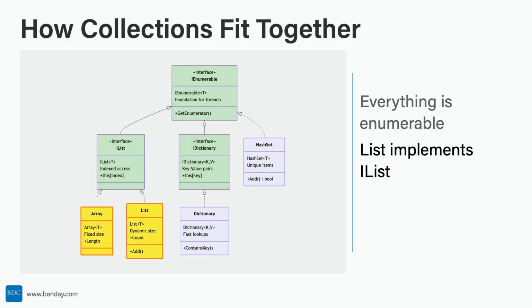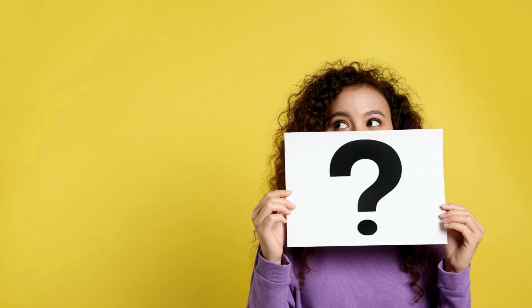List and array both implement IList, which is why they both support index access with square brackets. Dictionary doesn't. It's a different branch of the family tree. The green boxes are interfaces. Think of them as contracts. The yellow boxes are the actual collections you create. Each class promises to fulfill its interface's contract. This is why LINQ works on everything. It uses IEnumerable. Now, knowing all this, how do you actually choose which collection to use?